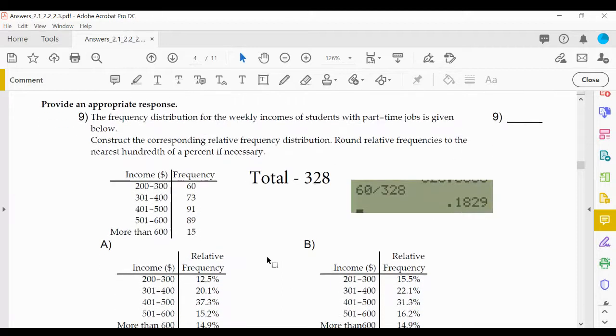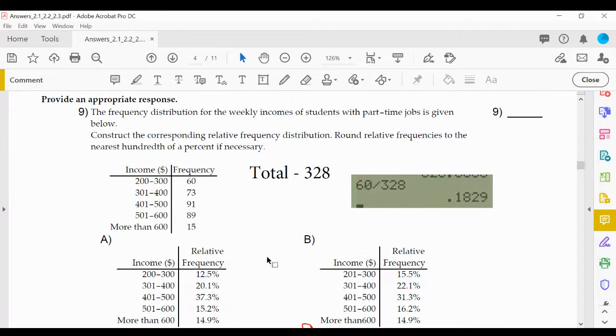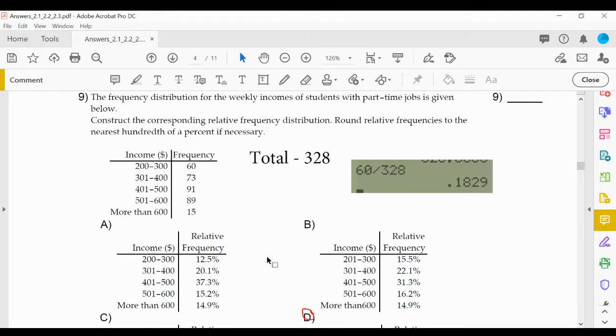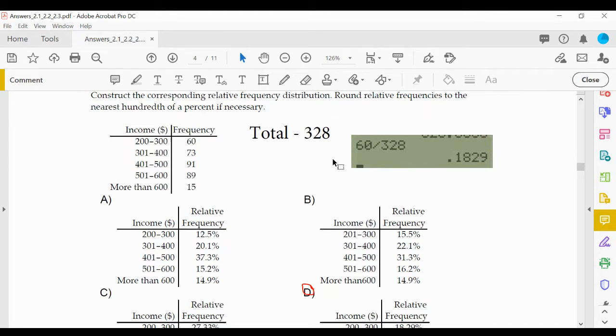All right, what do we got here? Frequency distribution. We're looking for relative frequency. Well, relative frequency is a percentage. And what's missing here? He tells me the frequency 60, 73, 91, 89, and 50. What he hasn't told me, what I need is a total. If I'm going to change this to a percentage, I first have to change it to a decimal. So what you had to do is, on your own, add up these 5 numbers to get a total of 328.